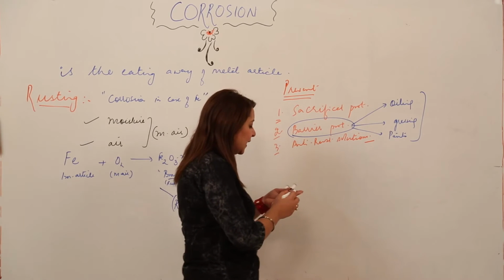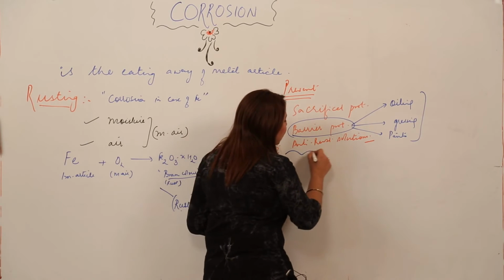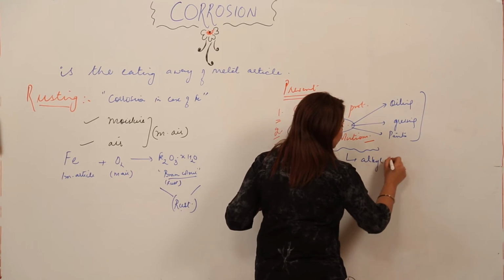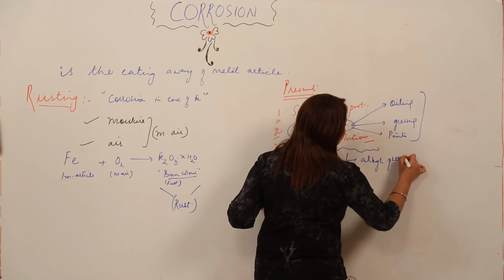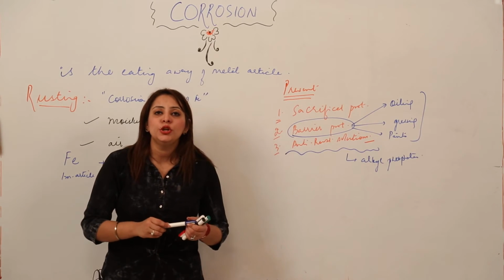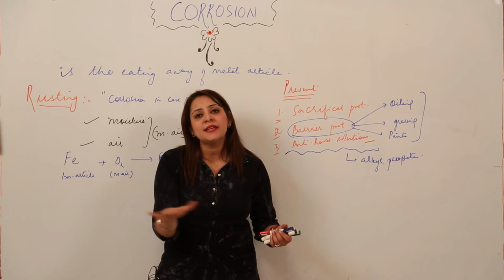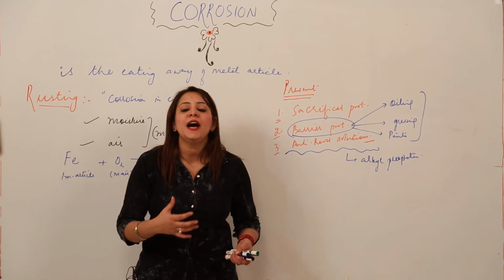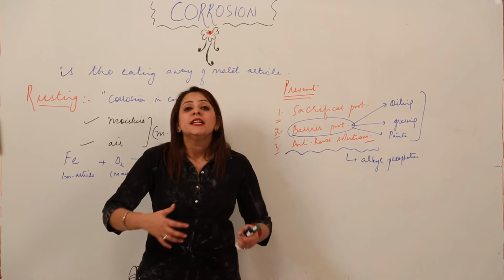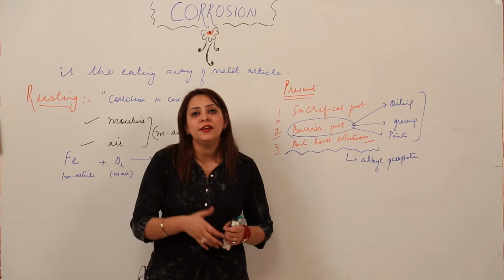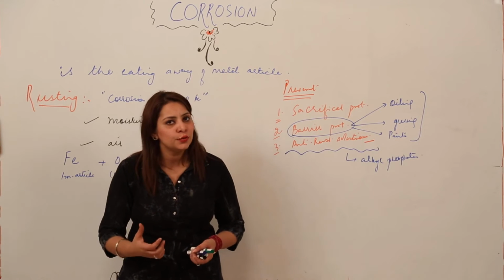Now the second is that we can use anti-rust solutions like alkyl phosphates. There are so many solutions like alkyl phosphates which are anti-rust solutions. That means if we just apply this anti-rust solution on the iron article, it will not allow the iron to come in contact with oxygen. That means the rusting will be prevented. So again, we will be just preventing rusting by use of anti-rust solutions.